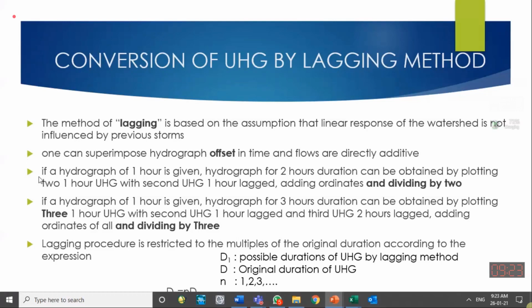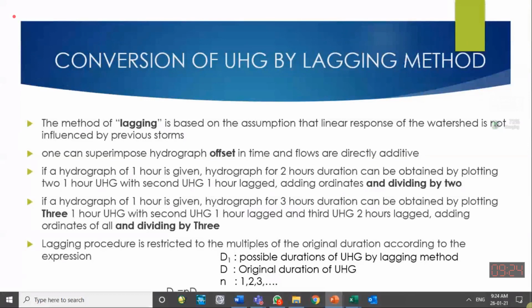So now here is the example. If a unit hydrograph of 1 hour is given and we want to convert it into a unit hydrograph of 2 hour duration, we can do it by plotting two 1 hour unit hydrographs, with the second unit hydrograph lagged 1 hour from the previous one. When we say hydrograph, it means a unit hydrograph.